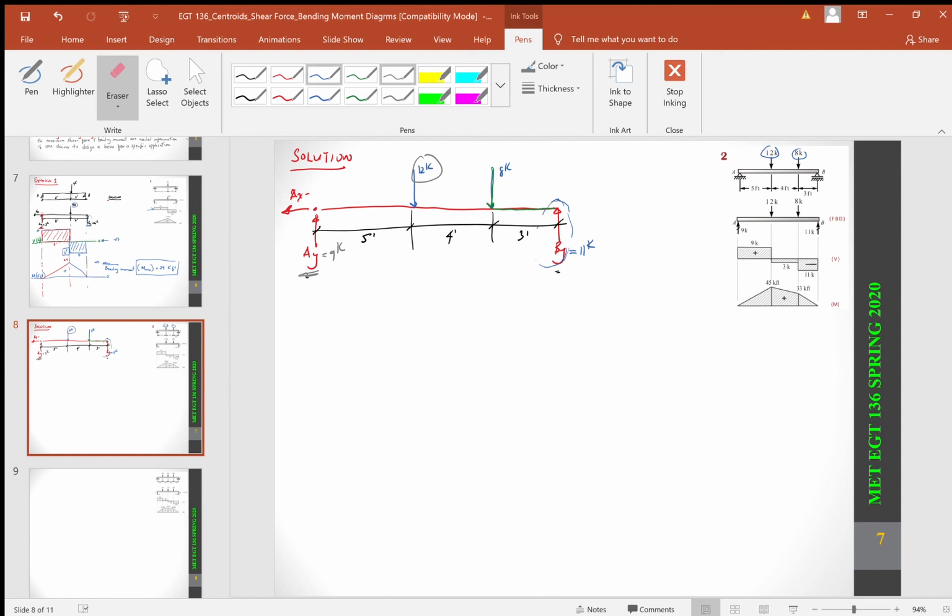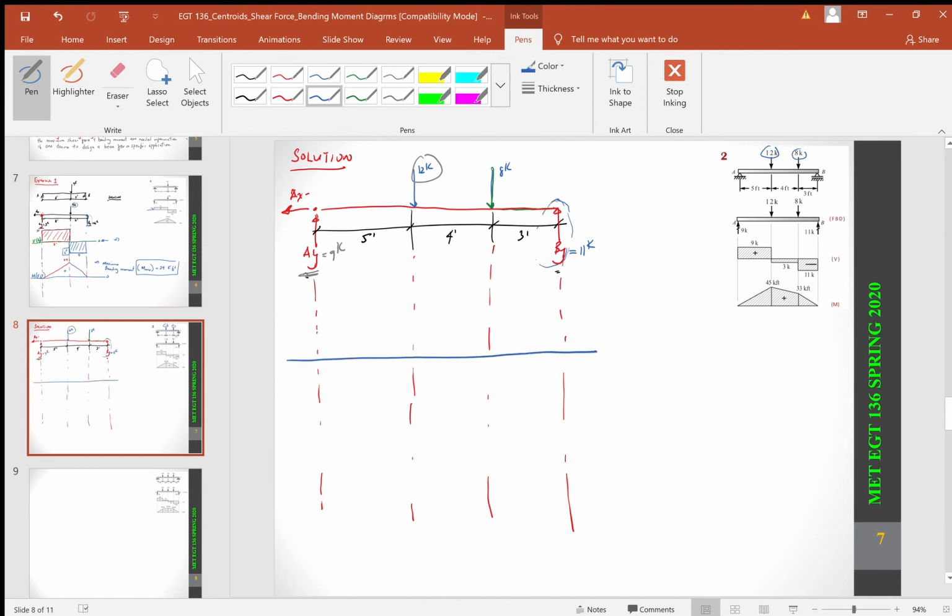Okay, now that we found our support reactions, we want to take this a step further. And now what we can actually do is this is going to be our shear force line. Okay. Again, the units are going to be in kips, and this is going to be a 0 line. Okay. And now what we do here is we notice our support reaction AY goes up 9 kips. So this is 9 kips here.